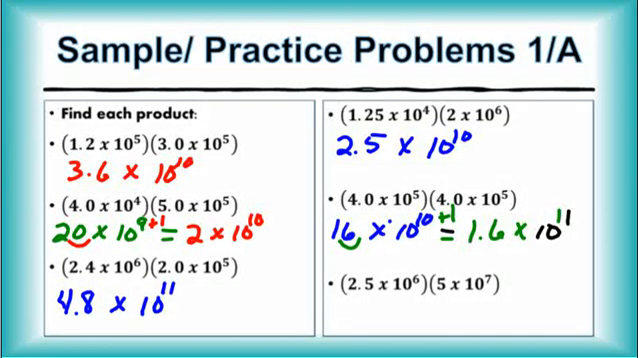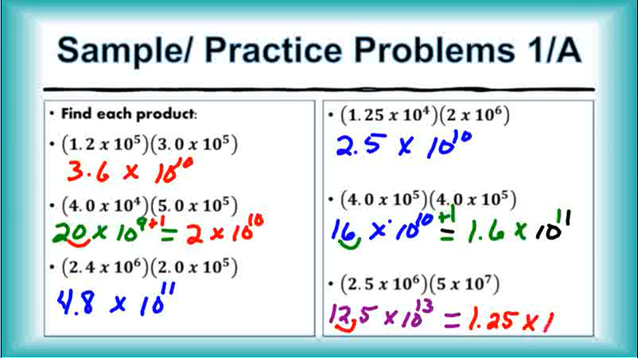And the last one on the slide, 2.5 times 5 gives us 12.5 times 10. 6 plus 7 is 13. Need to put that in scientific notation, so move it 1 to the left. So this would be 1.25 times 10. Since I gained a decimal point, I need to add 1 to the exponent, so that would be 10 to the 14th.